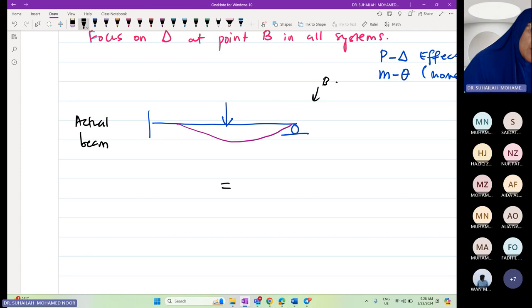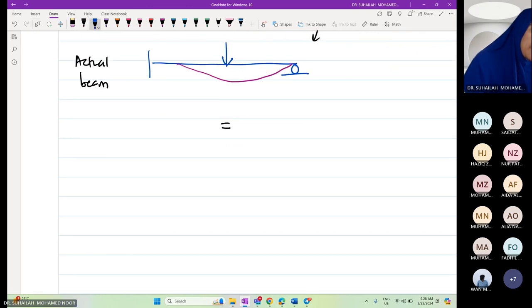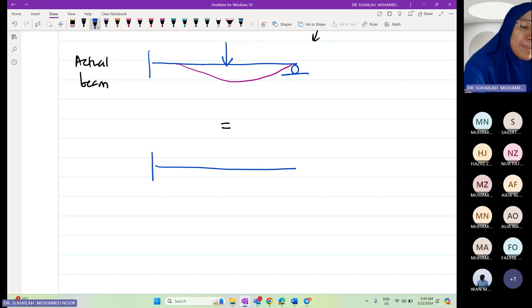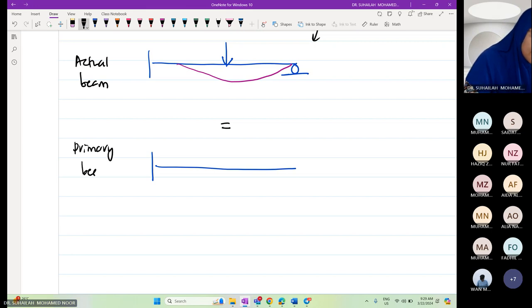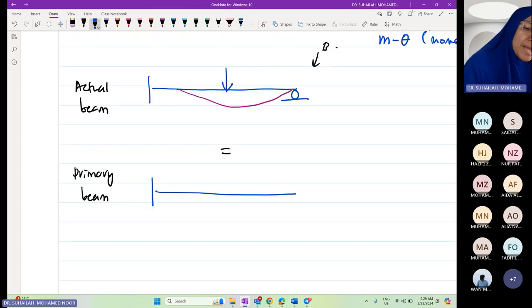Actual beam is equal to primary beam. This is primary beam. Second one is primary beam. Primary beam, loading ada. Yang kita remove is the roller. Okay. So now focus pada point B. Look at the deflection. Okay. Let's say sini P.